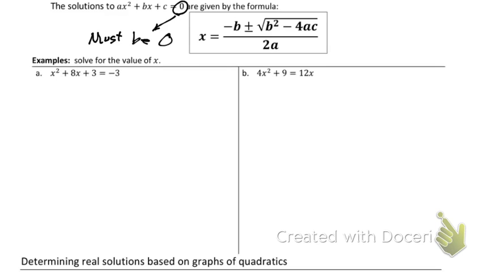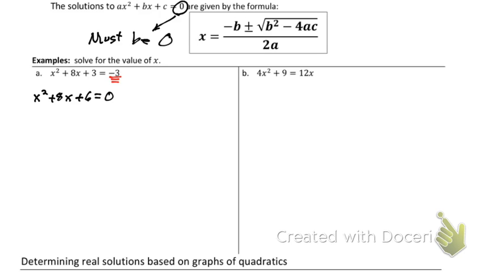Now, all that's pretty good and fancy, but first you have to know what your a, b, and c are. So let's look at our first example. Our first example is x squared plus 8x plus 3 equals negative 3. Houston, we have a problem. That negative 3 needs to be a 0, so I'm going to add 3 to both sides. And that's going to give me x squared plus 8x plus 6 equals 0.